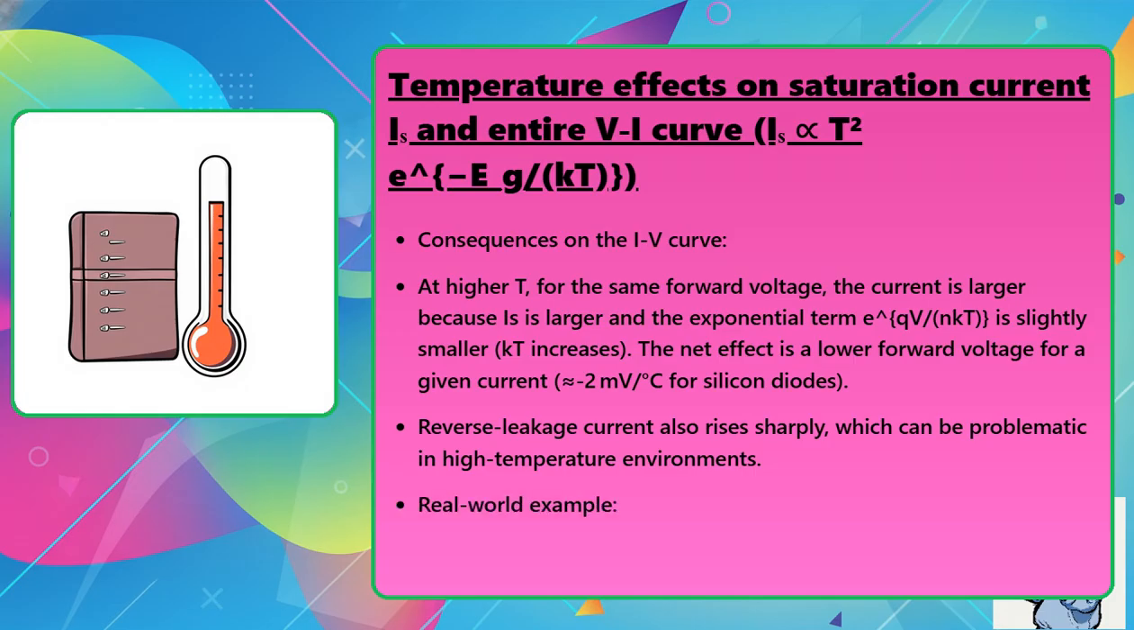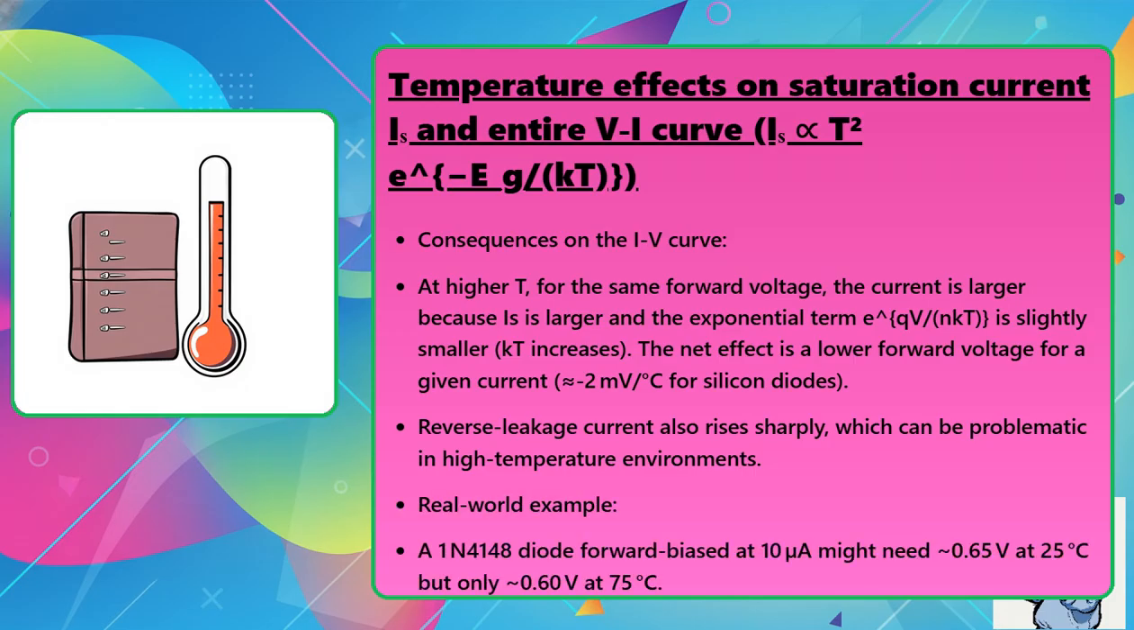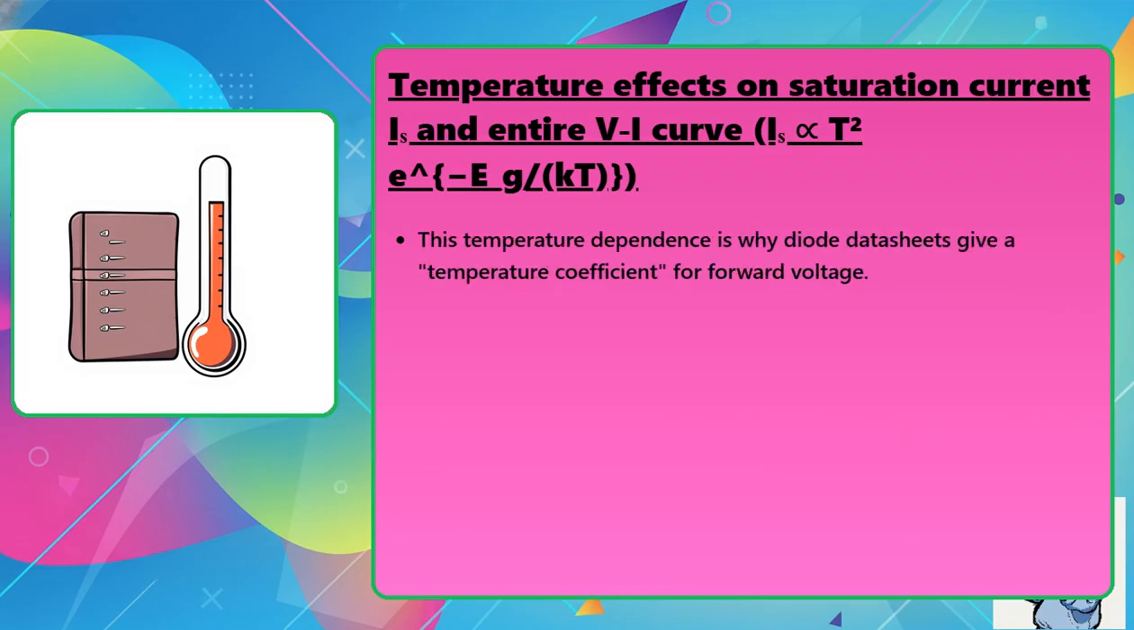Real-world example. A 1N4148 diode forward biased at 10 microamps might need 0.65 volts at 25 degrees Celsius, but only 0.6 volts at 75 degrees Celsius. This temperature dependence is why diode datasheets give a temperature coefficient for forward voltage.